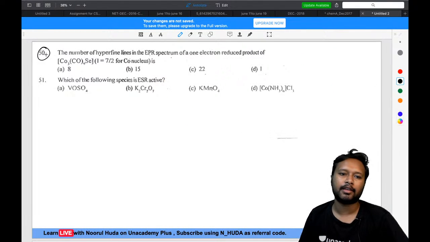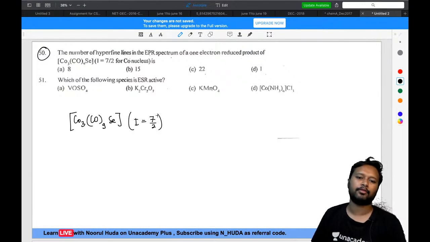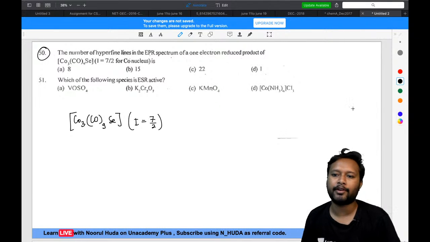This says: the total number of hyperfine lines in the EPR spectrum of the one electron reduced product of this molecule. The molecule given to you is Co3(CO)9Se. It is a one electron reduced product, and the I value for cobalt is 7 by 2. Now this is an organometallic fragment. First of all, you should know what the structure of this will be.